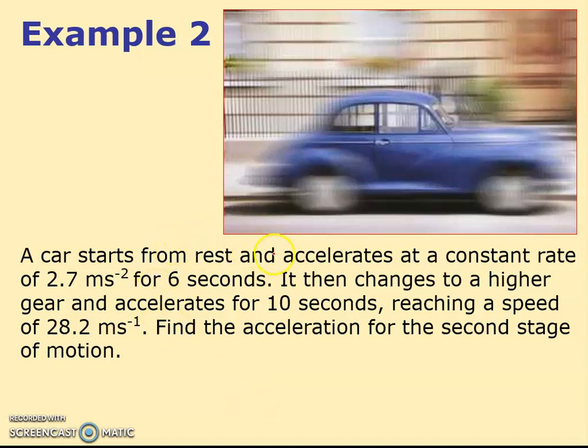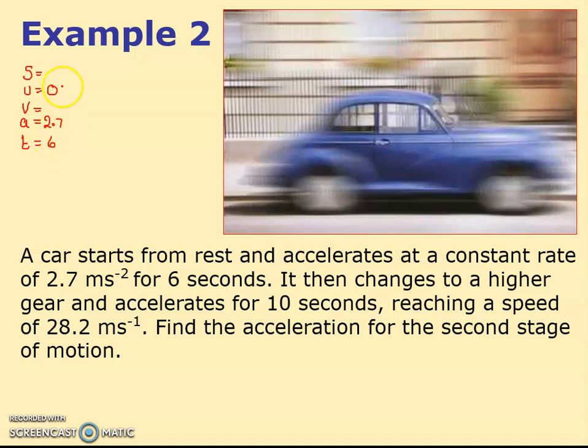A car starts from rest. So again, as soon as I see the SUVAT, I don't know if this is where I'm meant to be doing my writing, but we'll soon find out, I suppose. So there is my SUVAT. Starts from rest, so u equals 0. Accelerates at a constant rate of 2.7. Write that down straight away for 6 seconds.